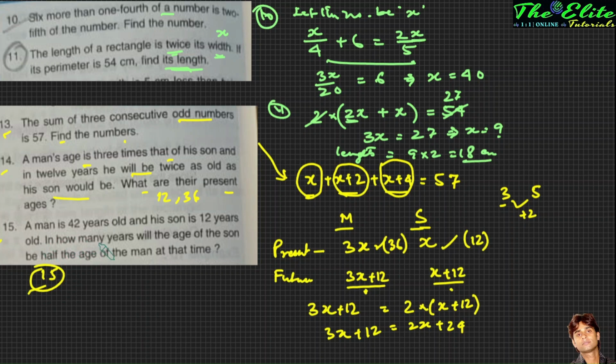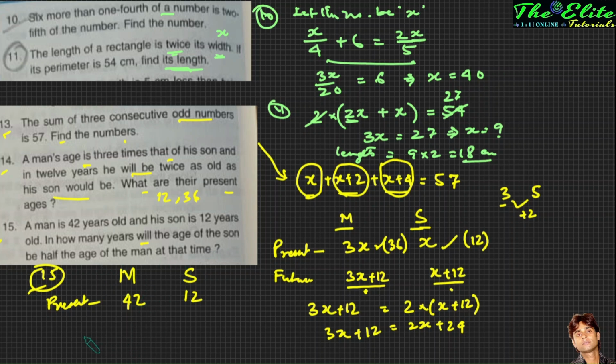Question number 15. A man is 42 years old. Okay, so man I will write as M, son I will write as S. A man is 42 years old and his son is 12 years old. This is the present age. 12 years and 42 years. Try to understand. Present age is 42 years and 12 years. Now, in how many years? It means they are asking about future. Will be. See the language. Future. In how many years will the age of his son be half the age of the man?